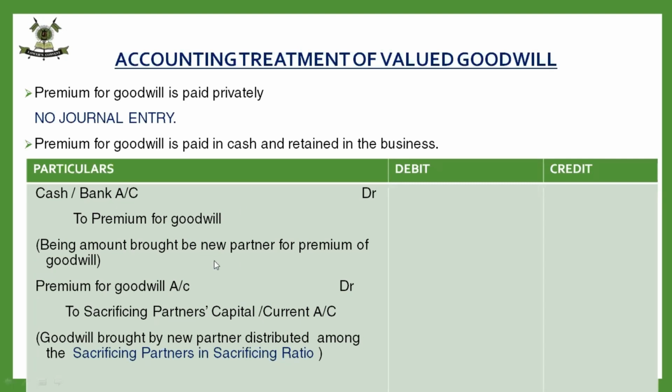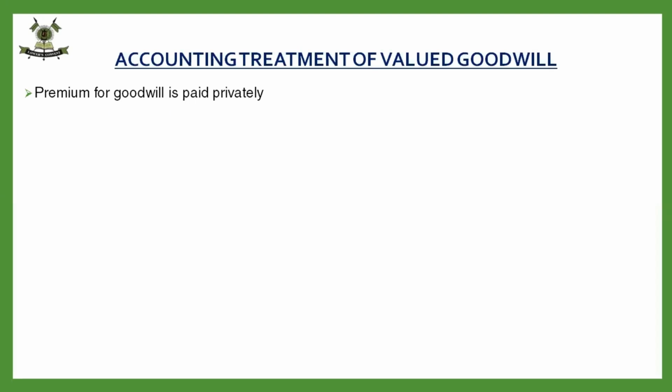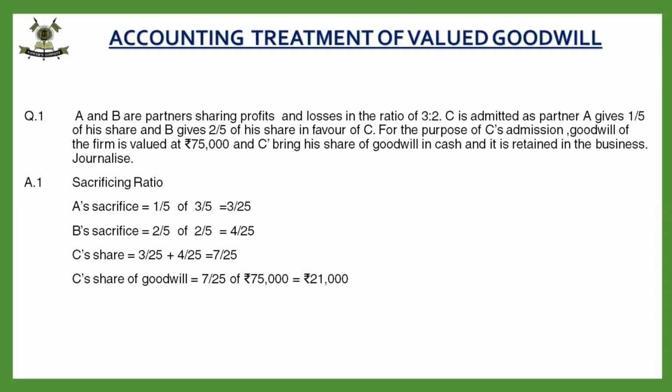Fine. So entries, it is the calculation part that you have to work on. Entries are very simple. Cash is coming in on account of premium for goodwill. This is being distributed amongst the partners, but in which ratio and what amount he is going to bring in, that is to be calculated carefully. So we have to find out the sacrifice, and the new share of the incoming partner.